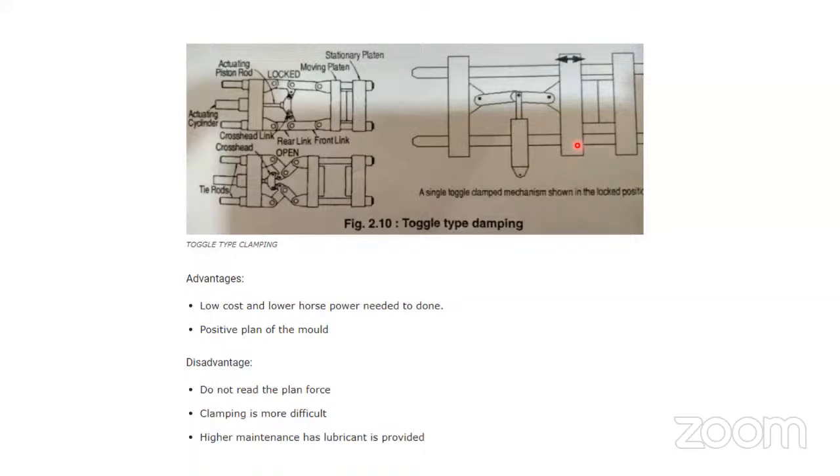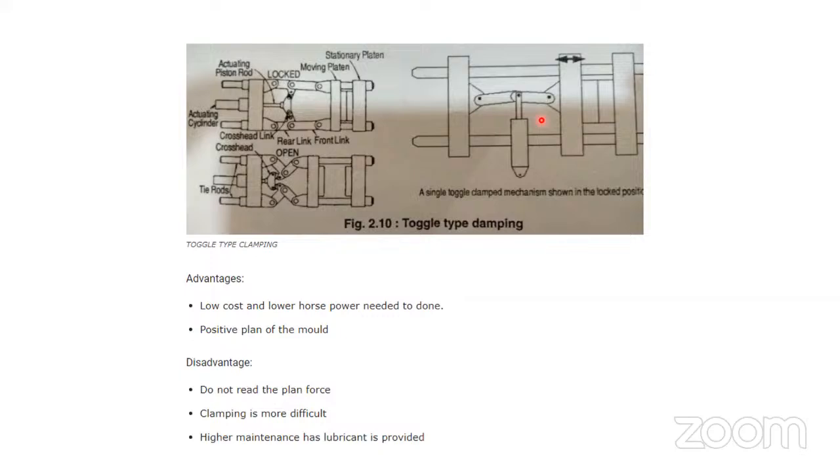Now, the advantage of this is low cost and lower horsepower needed to run. Low cost: these machines are cheaper than the direct hydraulic machines. Secondly, the electricity or horsepower required is less here. This is the only positive plan of the machine. Friend, this is the advantage of these single toggle systems.